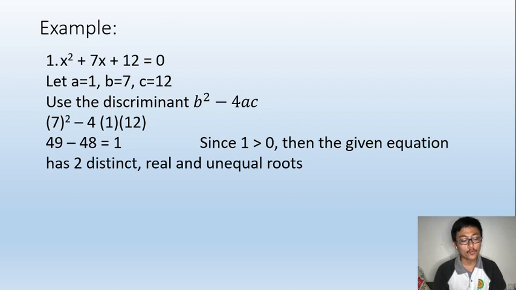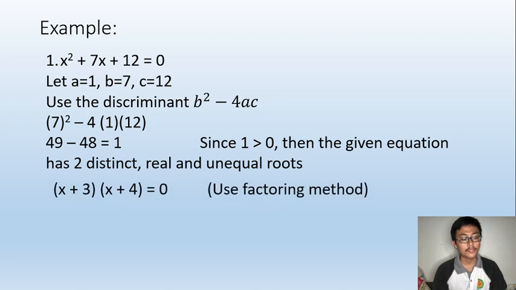Since 1 is greater than 0, then the given equation has two distinct real and unequal roots. So kahit hindi pa natin sinolve yung quadratic equation, alam natin na meron siyang two distinct real and unequal roots. Now para malaman natin, let us try to solve number 1. Binigay na dyan, using factoring. Kung ito yung given natin, x squared plus 7x plus 12 equals 0, ang factors niya is x plus 3 and x plus 4.